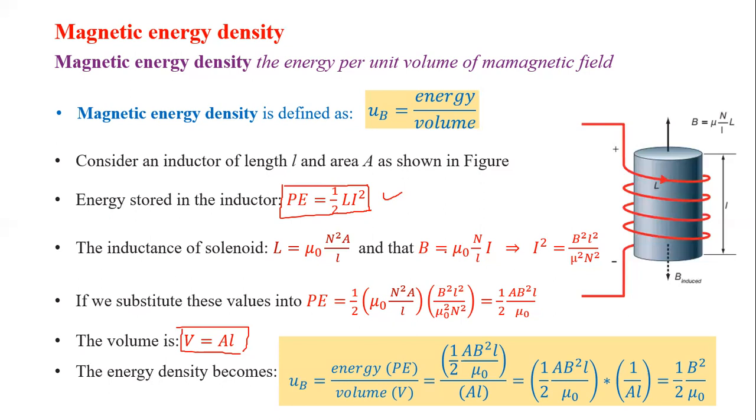The magnetic field B is equal to mu not n over l times I. Look, there are many relations here. All our effort is to replace L and I with other quantities. L is mu not n square A over l. Then the magnetic field B is equal to mu not, the permittivity of free space, times the number of turns over the length, times the current I.